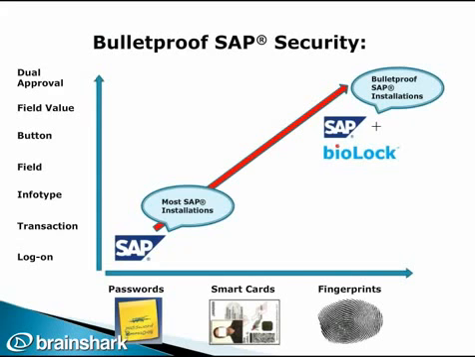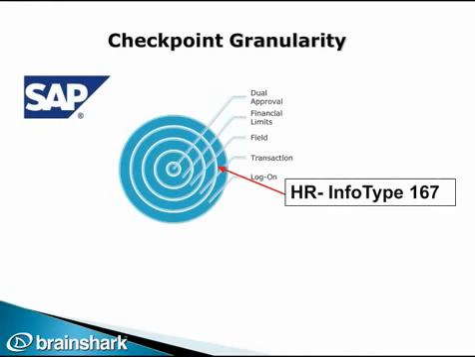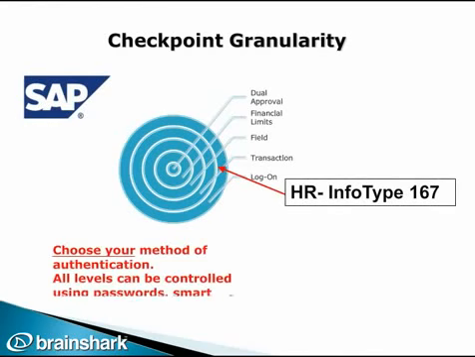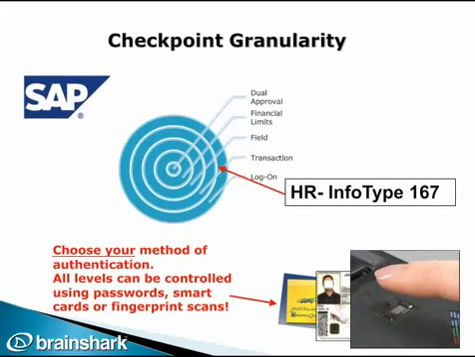Here's a graphical view of what we mean by more granular controls in the SAP system. In this diagram, we have called out info type 167, which is a critical field that stores employee data. For the ultimate in security and full HIPAA compliance, you would need to set up checkpoints by employee at that level of detail and secure them with either smart card or fingerprint scan access. Each checkpoint will then automatically generate a robust audit trail.